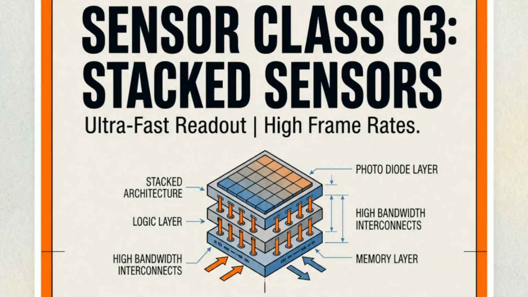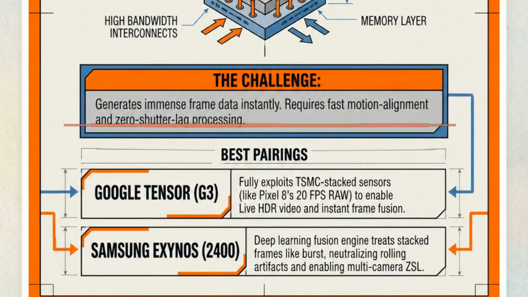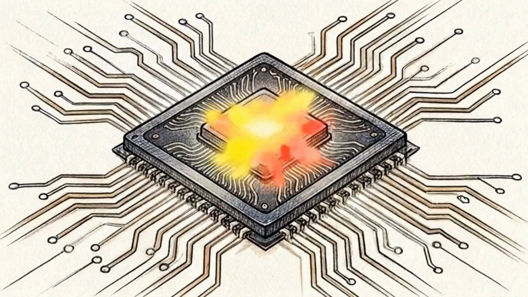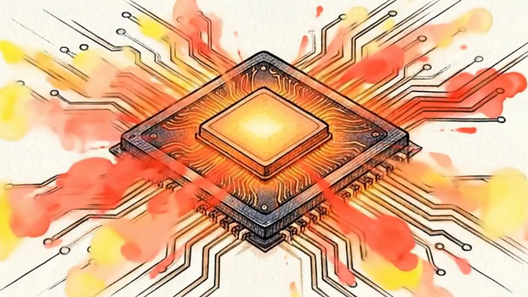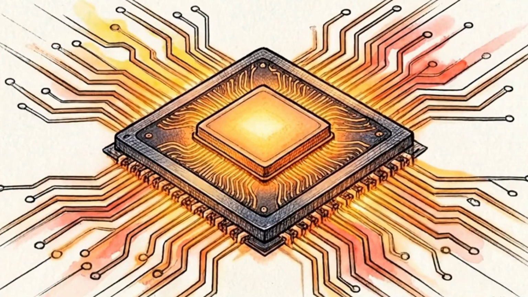This diagram illustrates sensor class 03, stacked sensors. By separating the logic and memory layers, these sensors generate immense frame data instantly. They require an ISP capable of zero shutter lag processing and extremely fast frame alignment. A camera sensor's spec sheet alone tells you almost nothing. Results depend entirely on if the phone's silicon is designed to process that specific hardware.